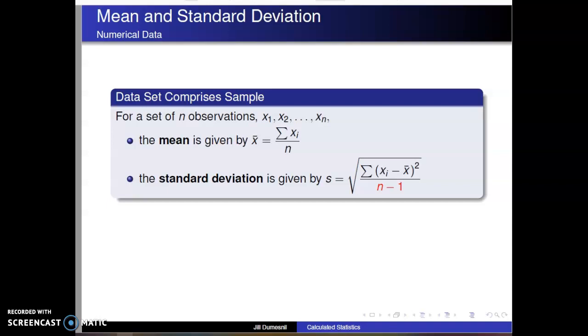Remember that one of the primary uses of statistics is to use a sample statistic to estimate an unknown population parameter. When we use a sample standard deviation to approximate a population standard deviation, the approximation is better when dividing by n minus 1 instead of n.